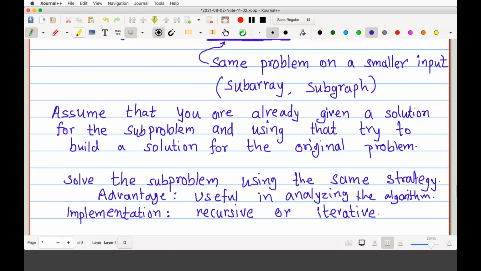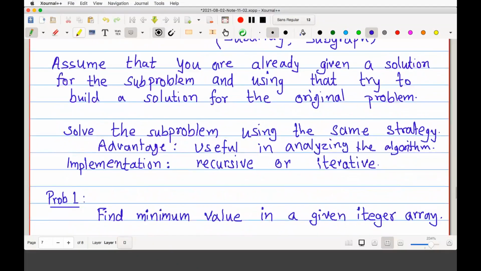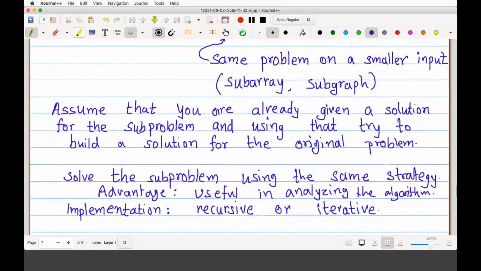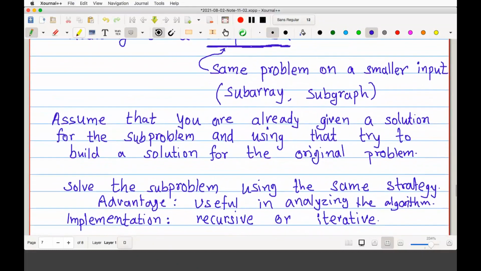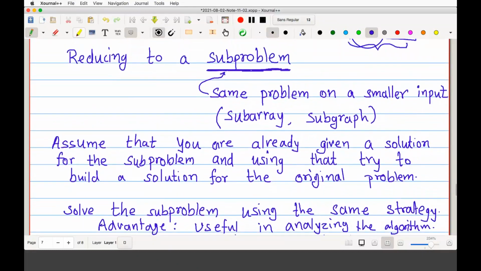So I will take a very simple example, and we'll see how to apply this strategy on that example. Maybe it will be clearer what I mean by subproblem and building a solution for the original problem from the subproblem. But before that, are there any questions?